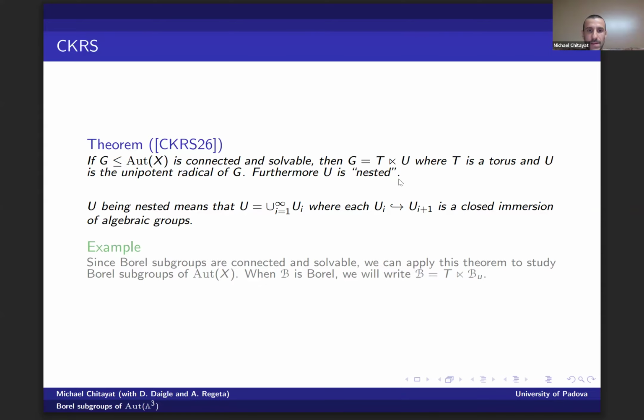And so this is a very strong theorem, and as a consequence of it, we can apply it to the very special case of Borel subgroups, because if we remember the definition, Borel subgroups are maximal among connected solvable subgroups of X. So in particular, they too are connected and solvable, and so we can apply this theorem. And just a bit of notation, when B is a Borel subgroup, I will write B equal to T semi-direct product BU. And this BU is just saying that it's associated to B.